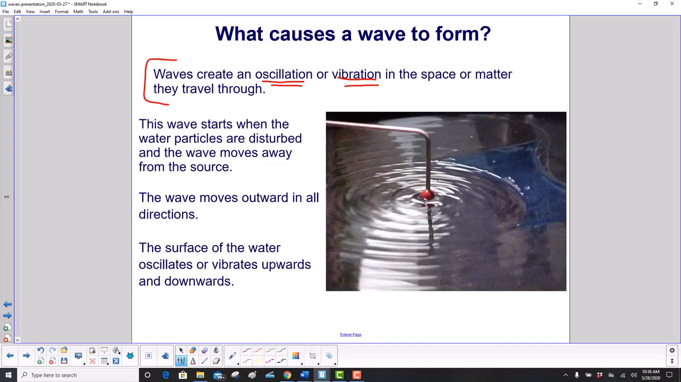This wave starts when the water particles are disturbed, and the wave moves away from the source, and the source is that little red ball. The wave moves outward in all directions, and the surface of the water is oscillating, and it's vibrating up and down, up and down. That's the oscillation.